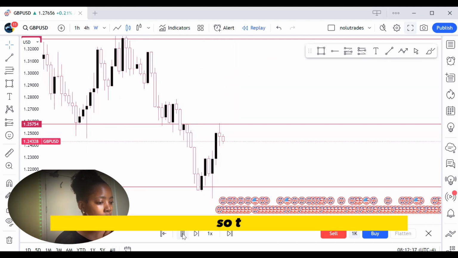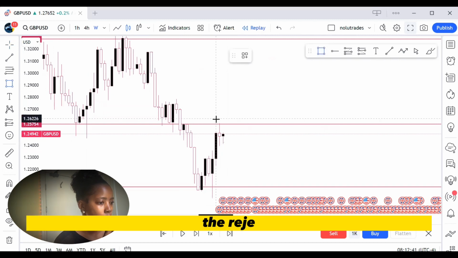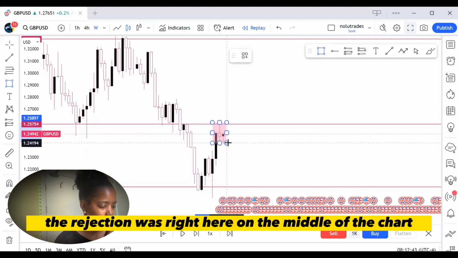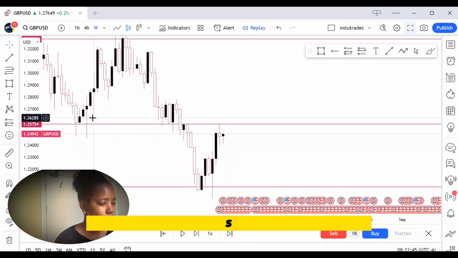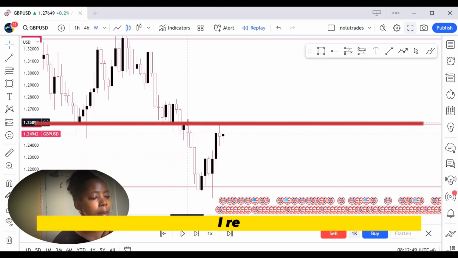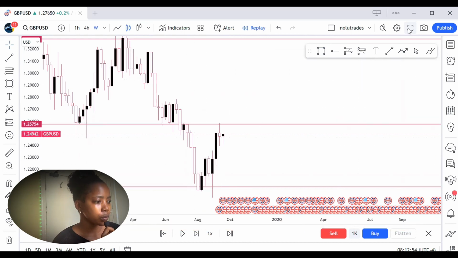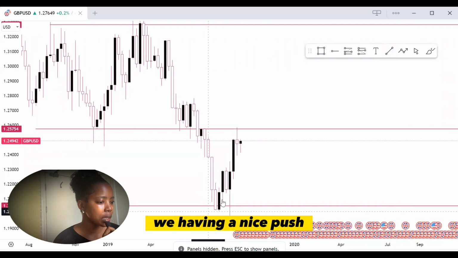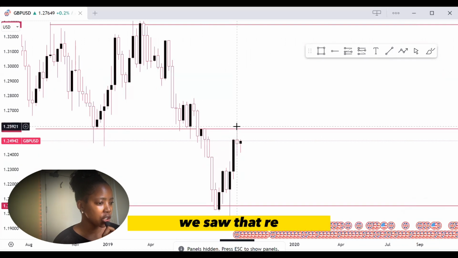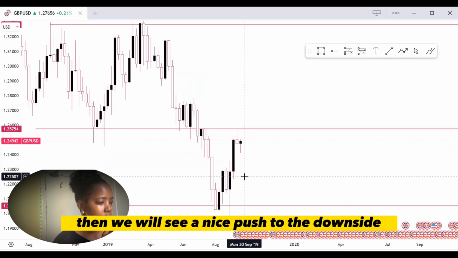Anyway, so this is what that's it. You see the rejection. The rejection was right here on the middle of the chart. So this middle is your point of interest. I repeat, the middle is your point of interest. Okay, so we're having a nice push. We saw that rejection, okay? Then we will see a nice push to the downside.